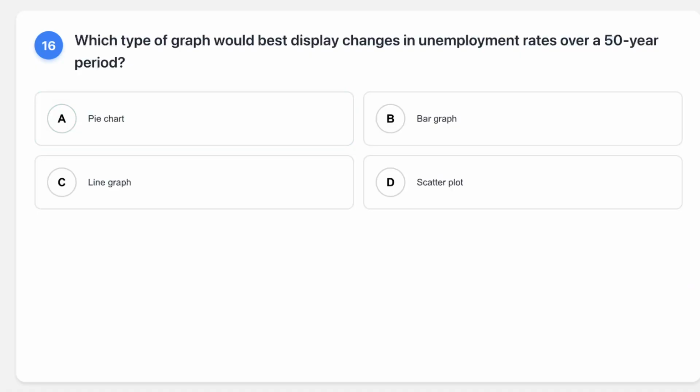Question. Which type of graph would best display changes in unemployment rates over a 50-year period? Option A. Pie chart. Option B. Bar graph. Option C. Line graph. Option D. Scatter plot.